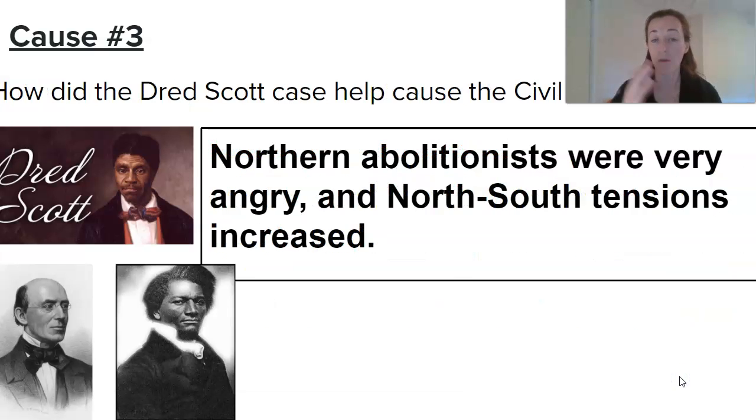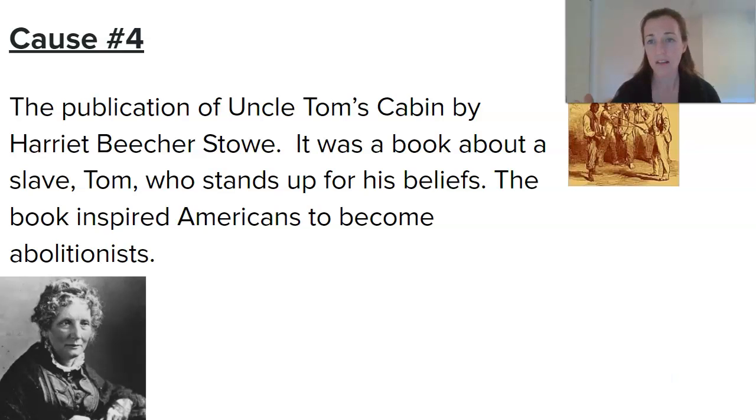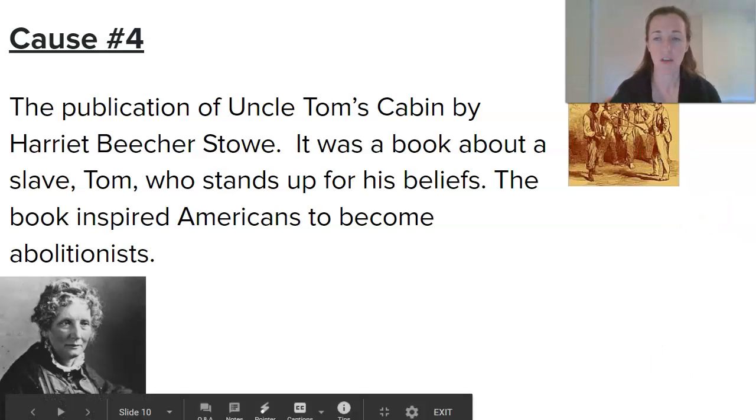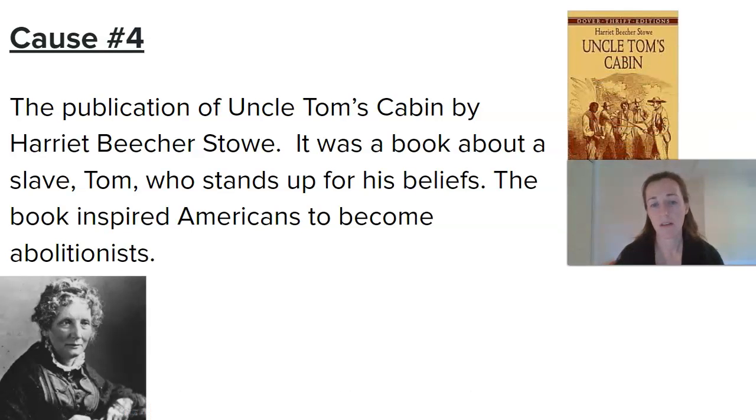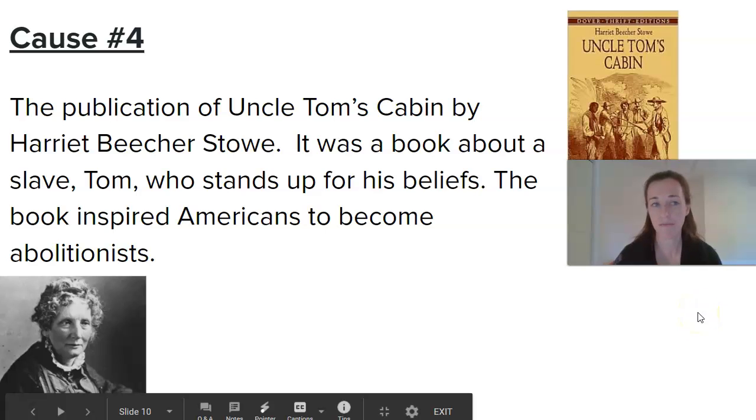So Northern abolitionists were really angry and tensions increased. Another cause, a more cultural cause, was the publication of the book Uncle Tom's Cabin by Harriet Beecher Stowe. It's a book about Tom, who stands up for his beliefs. It inspired a lot of Americans to become abolitionists. That's a simple story. It's a lot more complex if you're interested in learning more about Uncle Tom's Cabin itself. It is probably now what we would consider a somewhat racist text, but it did at the time inspire a lot of people to want to outlaw slavery.